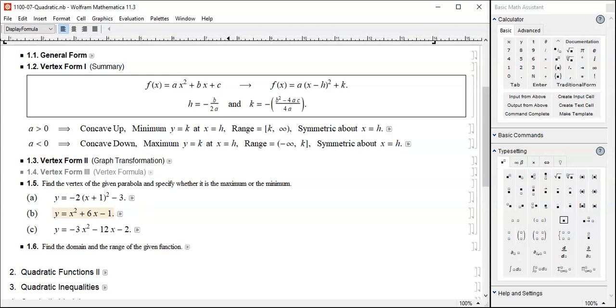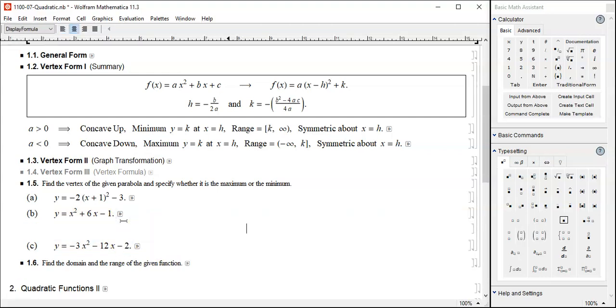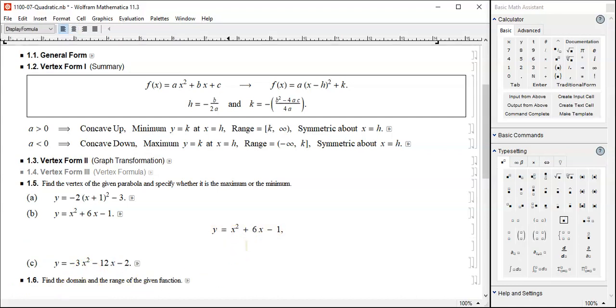First problem, we're going to complete the square. Second problem, we're going to use the formula method. Fair enough? Okay, here we go. Y equals x squared plus 6x minus 1. Okay, here, let's complete the square, and please recall the complete square formula.